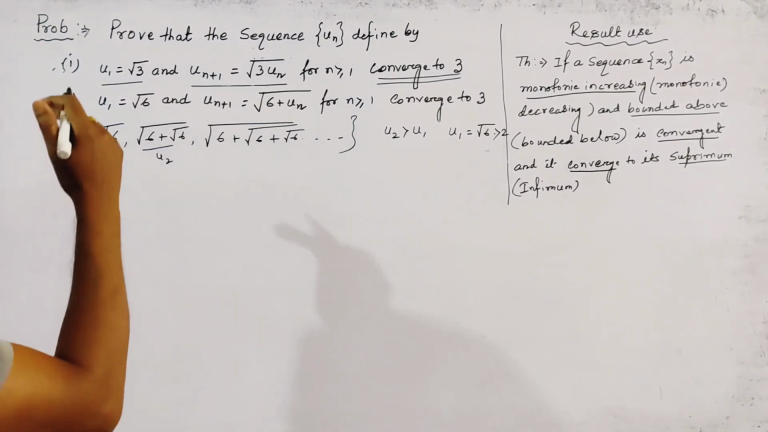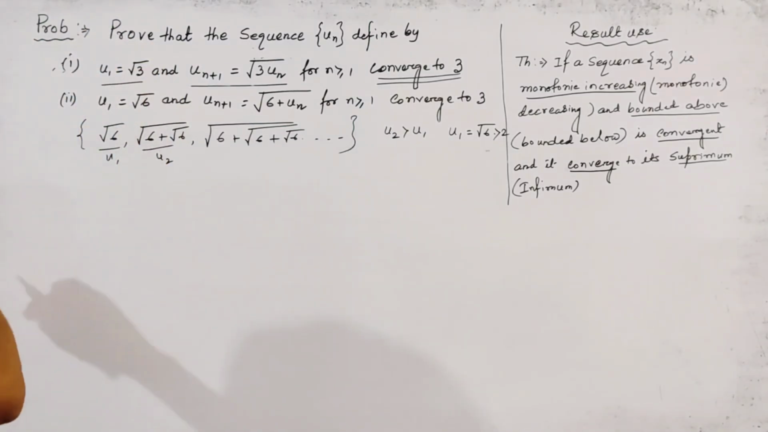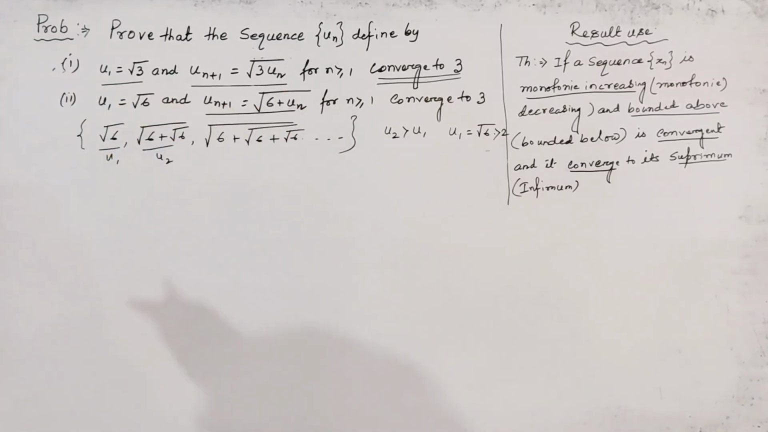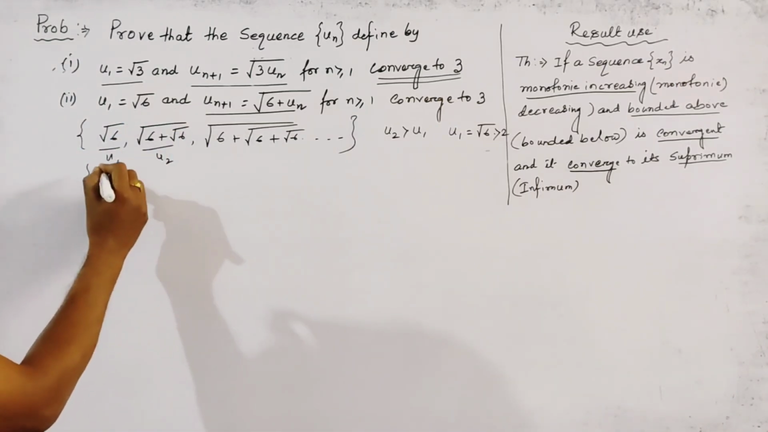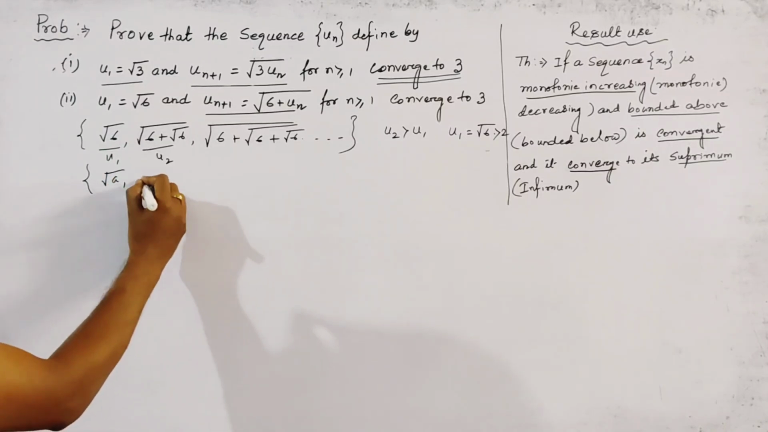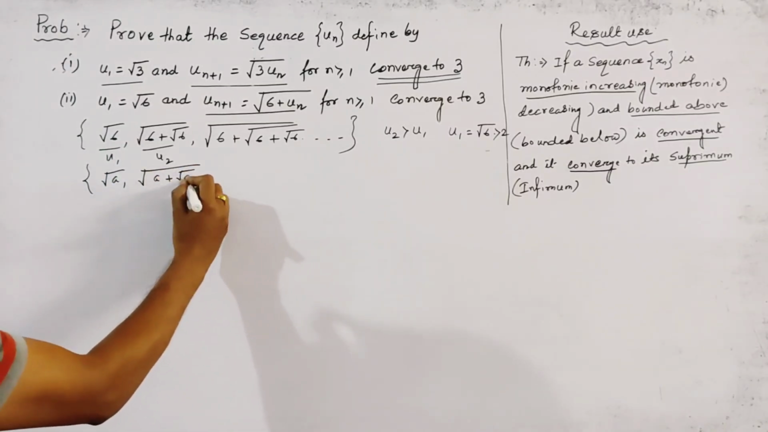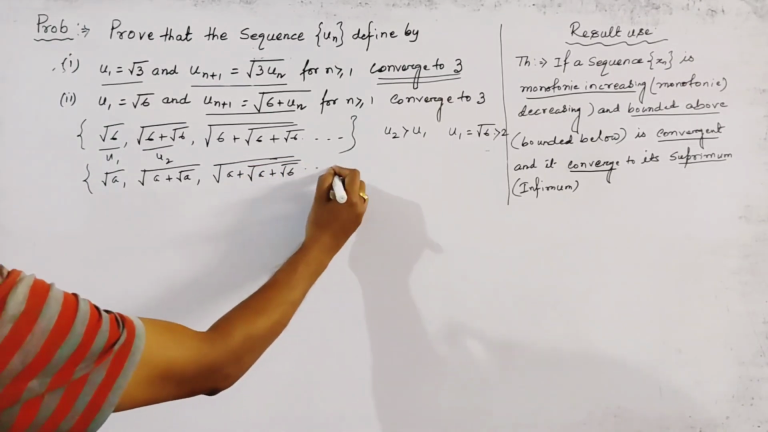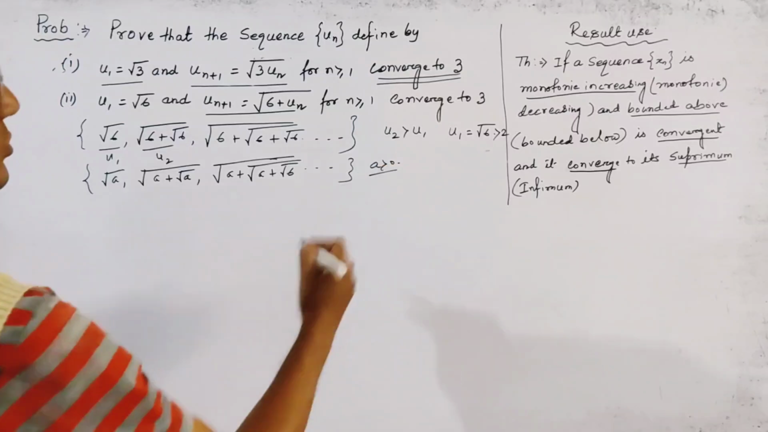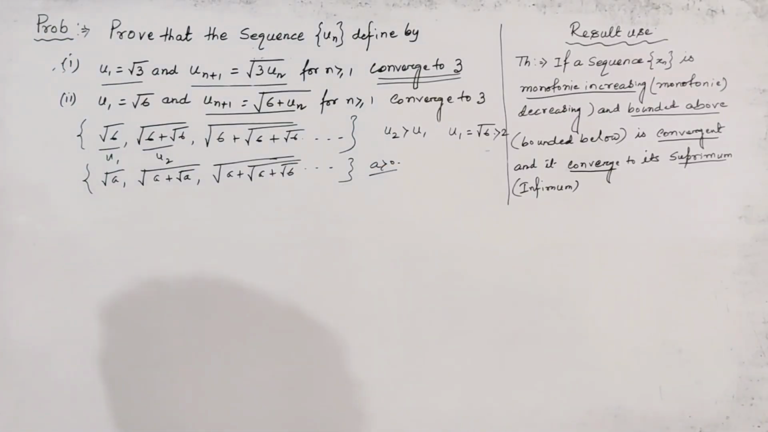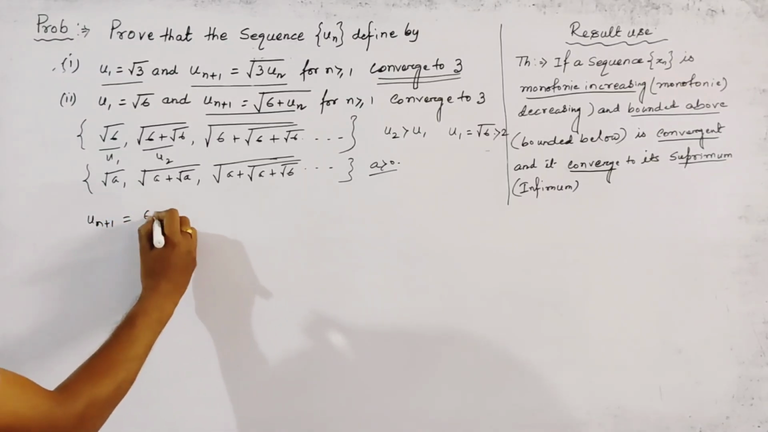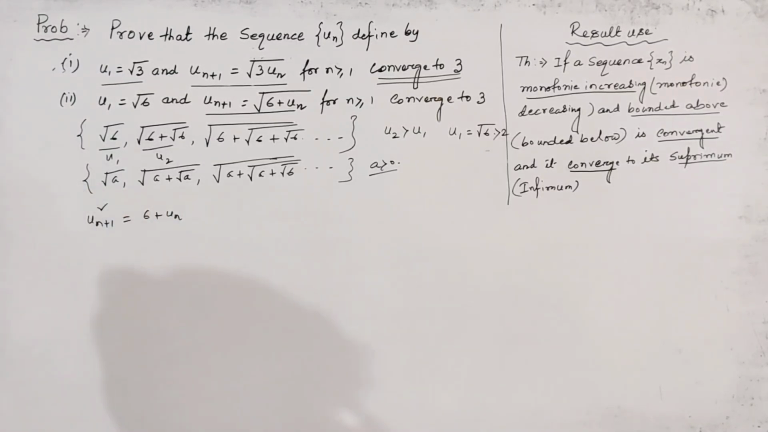Now again, as in the first problem, we start from the given relation. Before going to the original problem, we also say that this type of problem, root a plus root a, root a plus root a plus root a, and so on, where a greater than 0, may be in your PYQ. These two are the same problem. Now we start from the given relation: un plus 1 equals root of 6 plus un. By squaring directly we write.